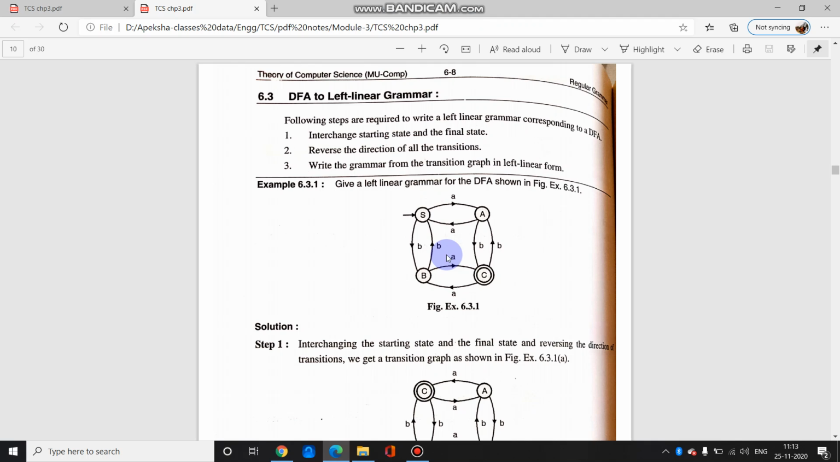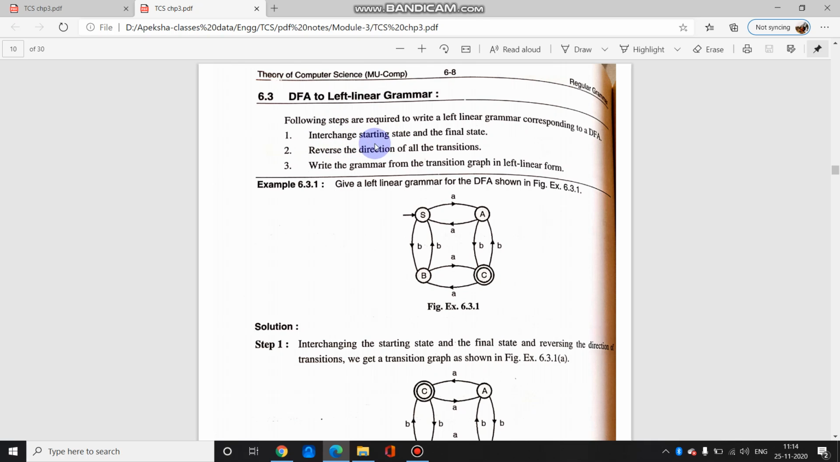The last lecture that we saw was only about right linear, where you convert a given NFA or DFA to right linear and then convert right linear to FA. In this lecture we are seeing how to convert a given DFA to left linear grammar. So there are a few steps to follow.